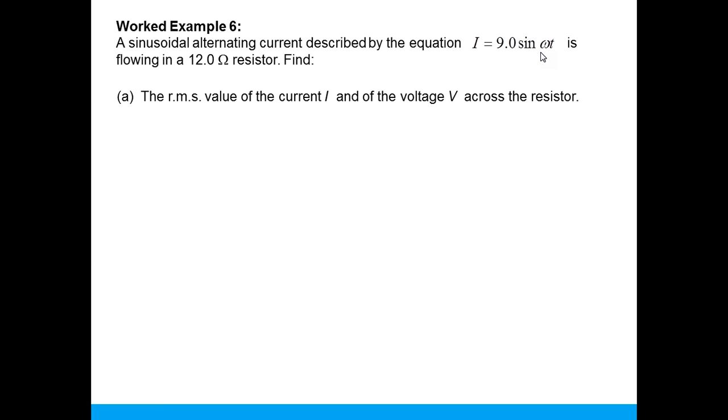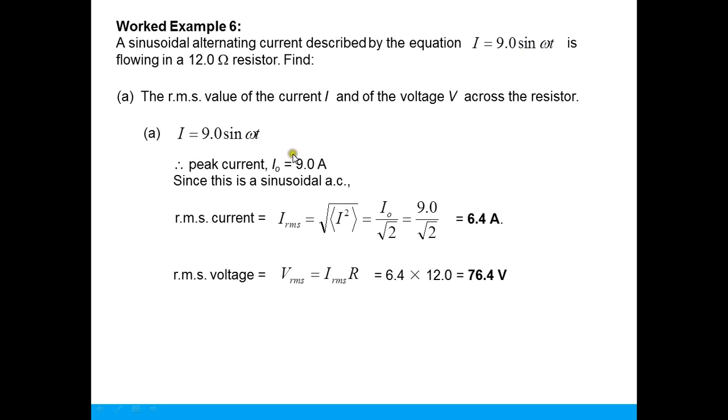So to find the root mean square current, all we have to do is apply the formula of IRMS equals peak current divided by square root 2. Substitute in the value of 9 and we find that IRMS is 6.4 amperes. The root mean square voltage is simply the root mean square current multiplied by R. Since we have already found the IRMS before, substitute in the correct values, we simply get V is equal to 76.4 volts.